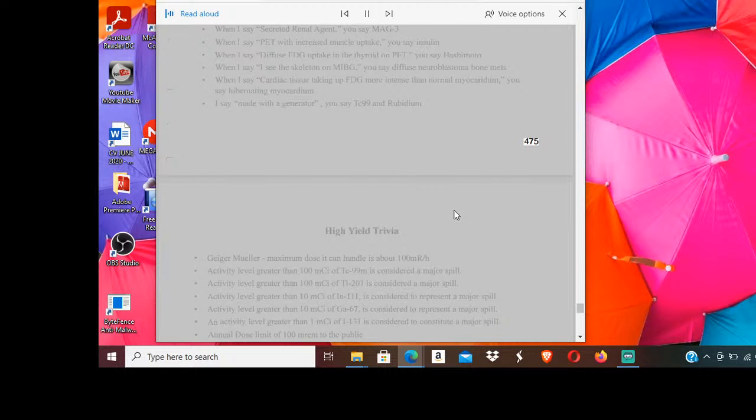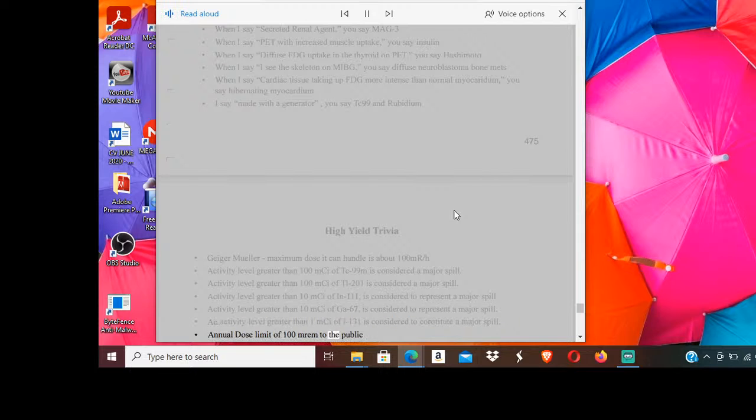475. High yield trivia. Geiger-Müller, maximum dose it can handle, is about 1 R/h. Activity level greater than 100 mCi of TC-99m is considered a major spill. Activity level greater than 100 mCi of TL-201 is considered a major spill. Activity level greater than 10 mCi of In-111 is considered a major spill. Activity level greater than 10 mCi of Ga-67 is considered a major spill. An activity level greater than 1 mCi of I-131 is considered a major spill.